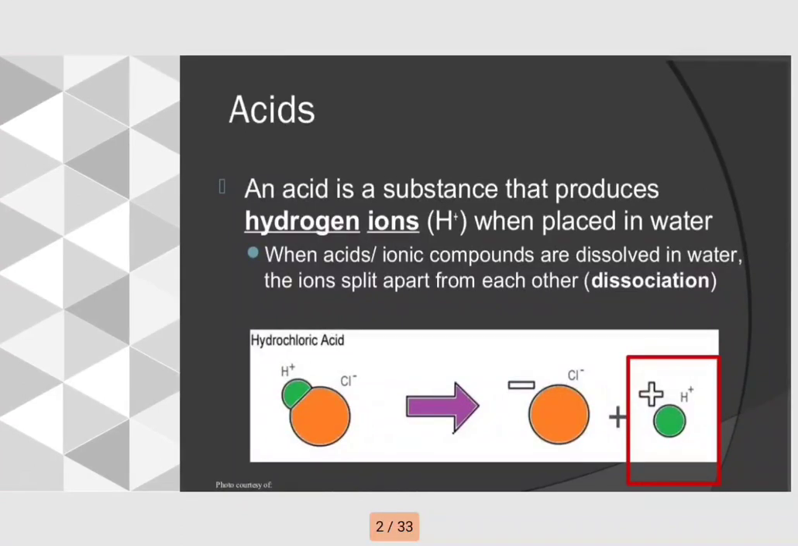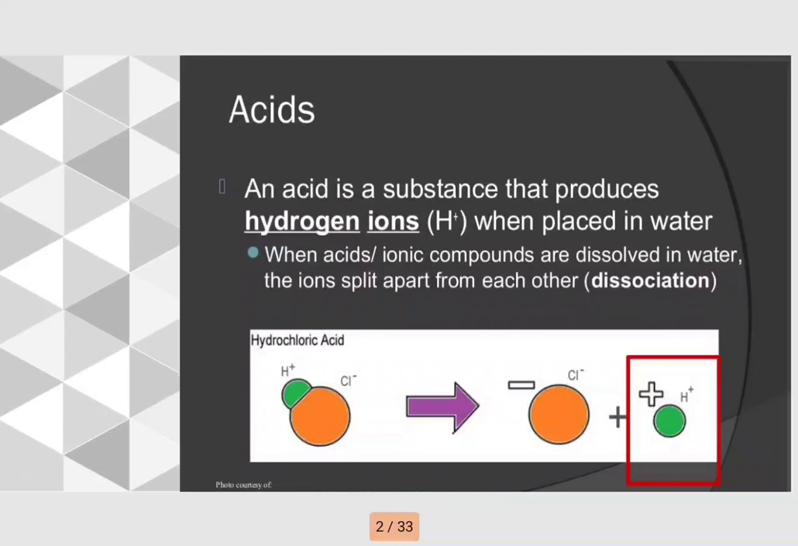What are acids? Acids are substances that produce hydrogen ions, H plus, when dissolved in water. For example, hydrochloric acid, HCl, sulfuric acid, H2SO4, and nitric acid, HNO3. Common acids: lemon contains citric acid and vinegar contains acetic acid.